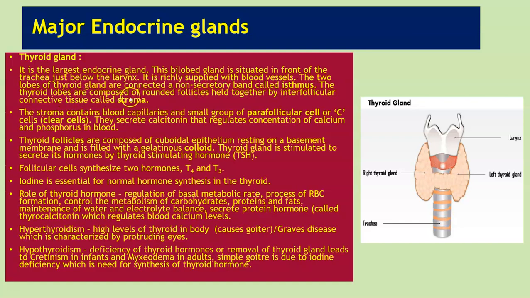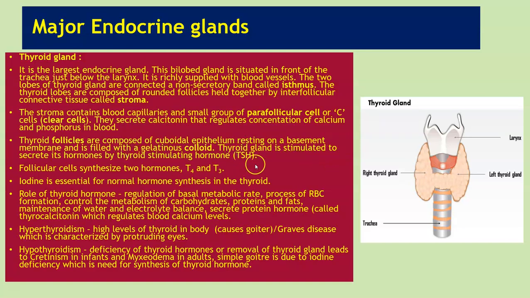The thyroid lobes are composed of rounded follicles held together by intrafollicular connective tissue called stroma. The stroma contains blood capillaries and a small group of parafollicular cells or C cells, called clear cells. These secrete calcitonin that regulates the concentration of calcium and phosphorus in the blood. Thyroid follicles are composed of cuboidal epithelium resting on a basement membrane and are filled with a gelatinous colloid.